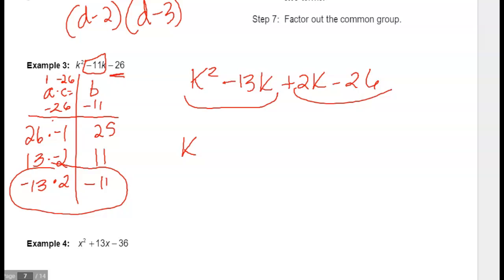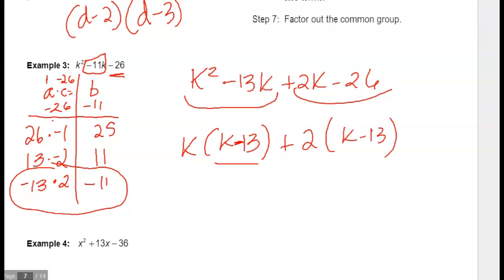So we can factor out a k from the first group, and that leaves me with k minus 13. And then down here, since I have a positive, what can I factor out here? Well, the only thing I can factor out here is a number. 2 goes into 26. So I can factor out a positive 2 because that plus just drops down. And again, that leaves me with k minus 13. These match, so there's my common group to make an answer. And then these we merge together.